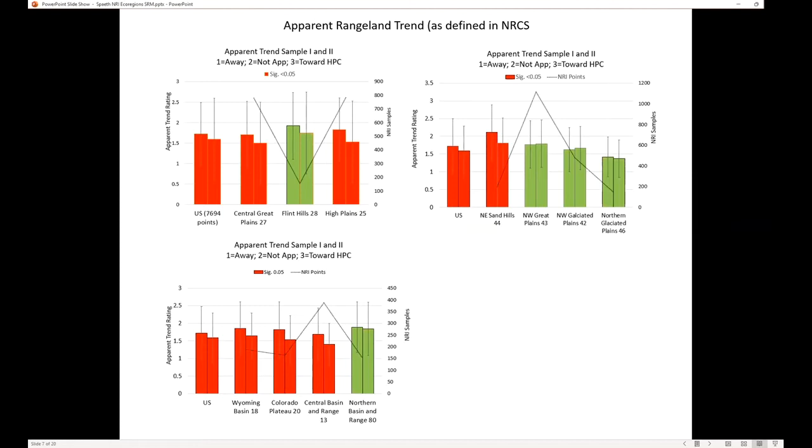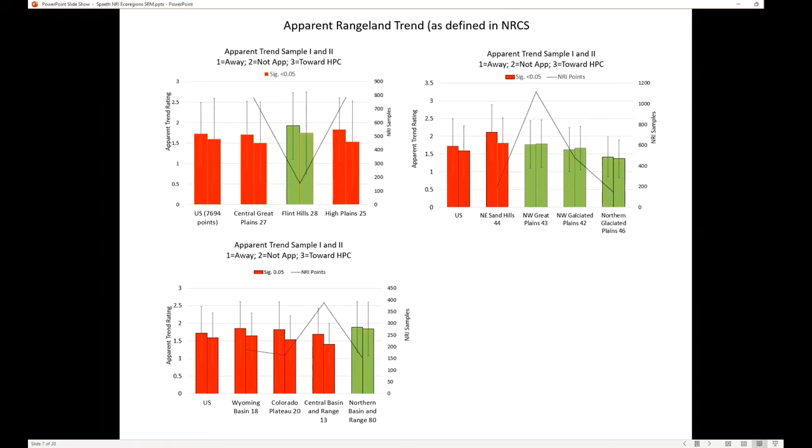So, just looking at the trend across the US, note that all the values are below 2, between 1 and 2, which is away and not apparent. So actually the trends are not moving toward HPC in any of those ecoregions. And even in the Flint Hills, we had a drop. In the High Plains, we had a drop of apparent trend.